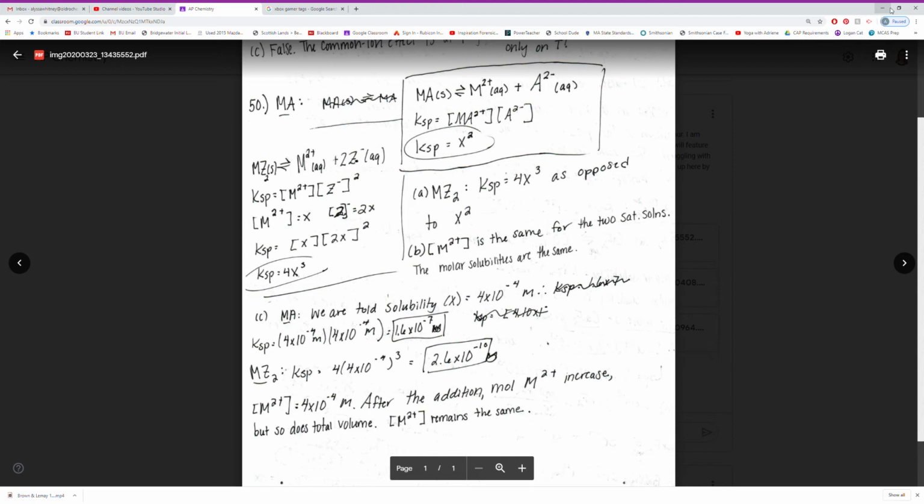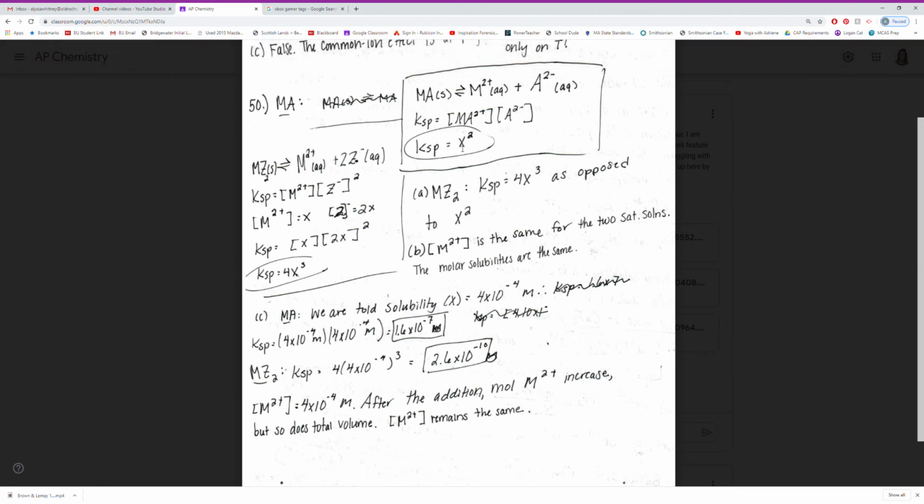In order to think about this question, I wrote out the equilibrium equations for both MA and MZ2. MA dissociates into M2+ and A2-. Remember that MA is a solid, also a salt, and it dissociates into two aqueous ions, so we don't include MA in our Ksp expression. The Ksp is just the product of M2+ times A2-, and I can very easily sub in x for each of these concentrations because they're going to be equivalent since we don't have any coefficients out front, and that's how I get Ksp is x squared.